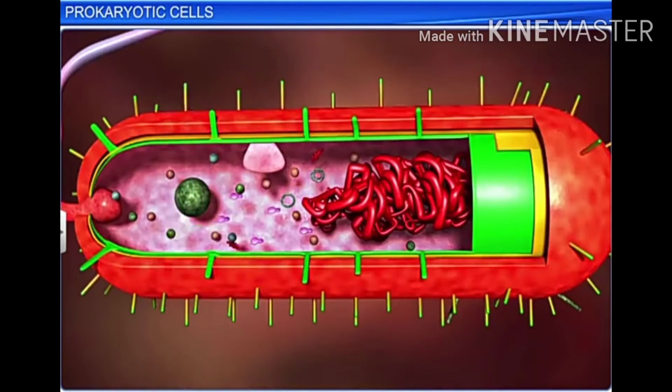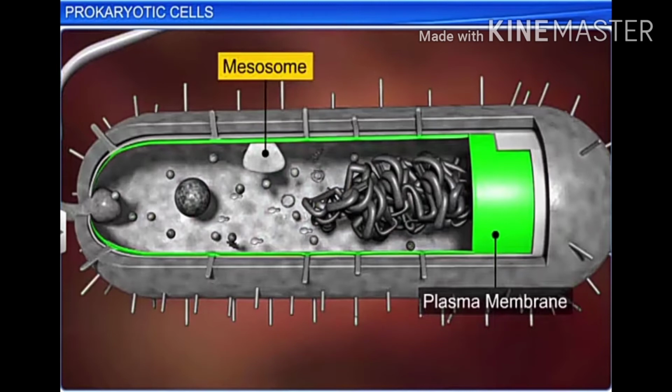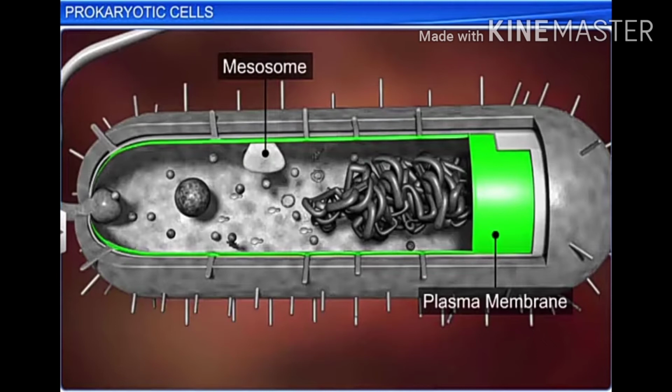Often, the plasma membrane extends into the cell, forming the mesosome, a membranous structure seen in the form of vesicles, tubules, and lamellae. Incidentally, the presence of the mesosome is a characteristic feature of prokaryotes.